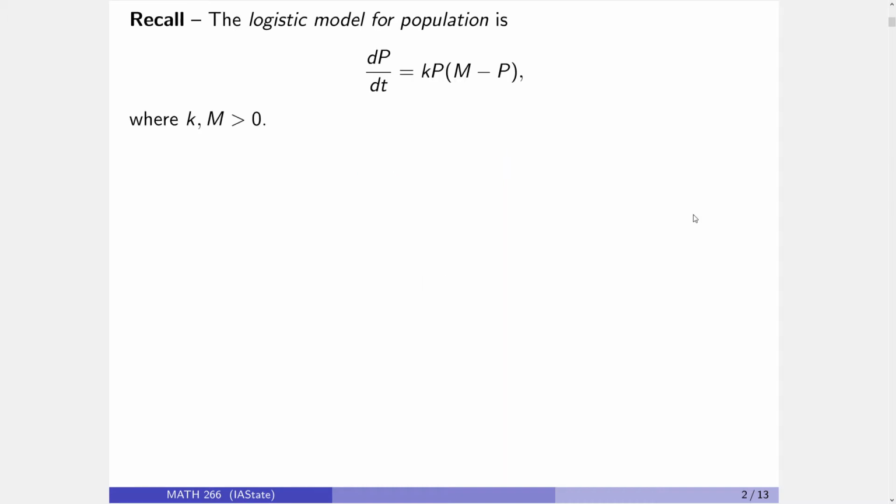So let's pick up where we left off on Wednesday for the quiz. The logistic model for population is the following: the rate of change of a population P is equal to a positive constant k times P times (m minus P), where m is also a positive constant. I always say population, but it could be people, animals, cells, or atoms. Any amount of things that you can count, we call a population.